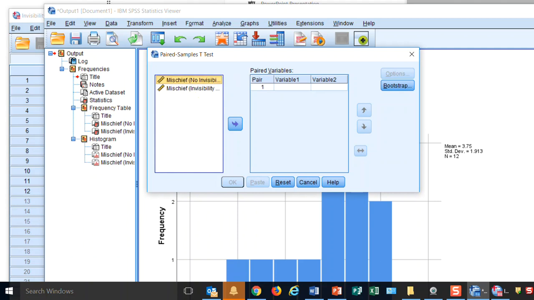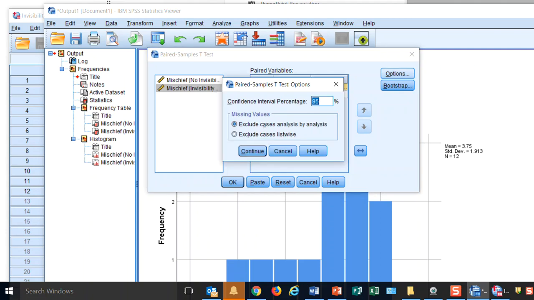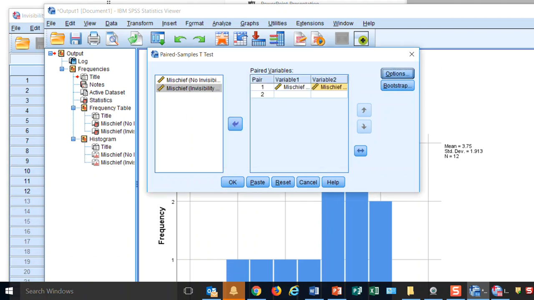Pretest is mischief. There's only one set of pairs, right? Pretest is no invisibility cloak, excuse me. Post-test is invisibility cloak. Can I move this over? Yep. I think that's it. Options. Exclude cases listwise. Continue.